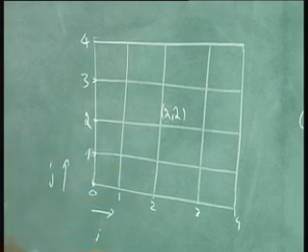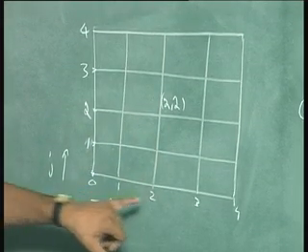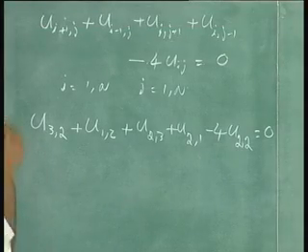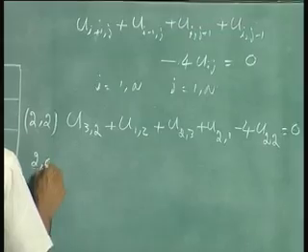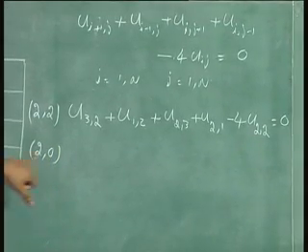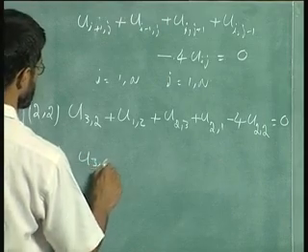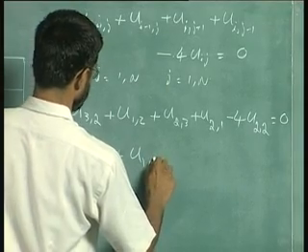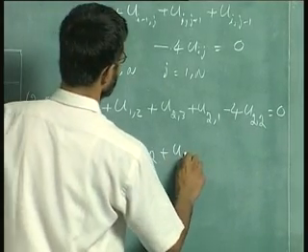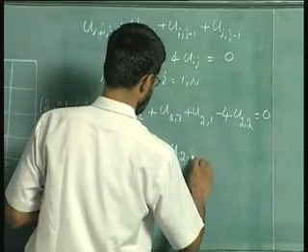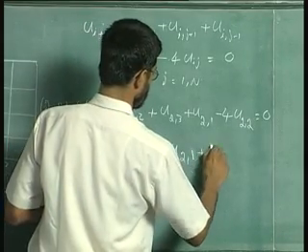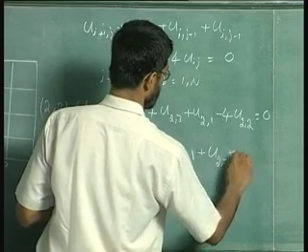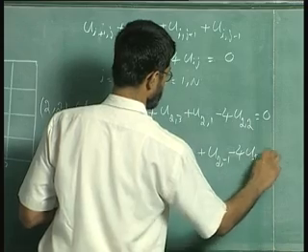Now if I want to write it for, let's say, this point, that is 2 comma 0. That is i is 2, j is 0, and I have to write it as u_{3,0} + u_{1,0} + u_{2,1} + u_{2,-1} - 4u_{2,0} = 0.